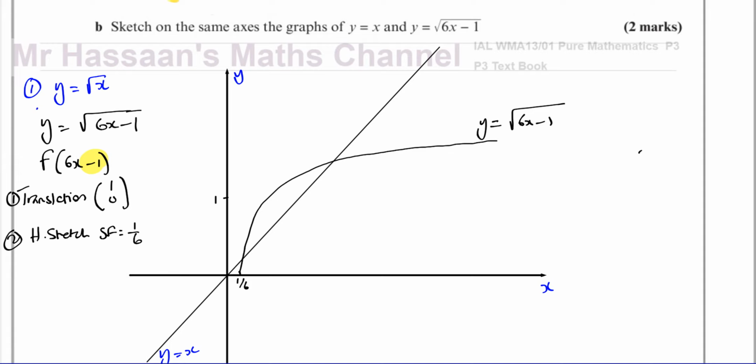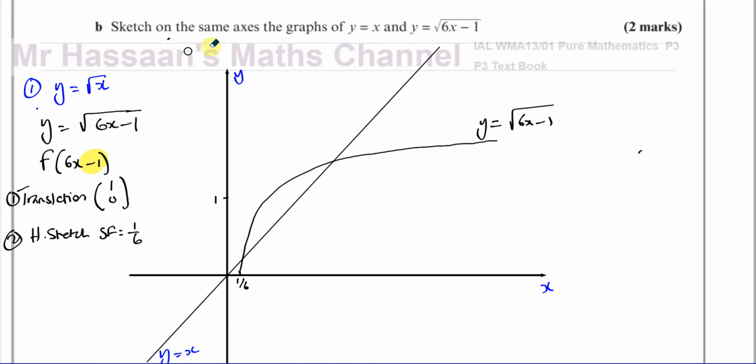Okay, using transformations of graphs. And we can confirm certain things. For example, we know that this cannot exist when this underneath here is negative. So 6x minus 1 must be greater than or equal to 0 for this to be defined. And we can see what happens when we rearrange this. We end up with x is greater than or equal to 1/6. As we can see, x must be greater than or equal to 1/6. Okay, so that fits in with our sketch.